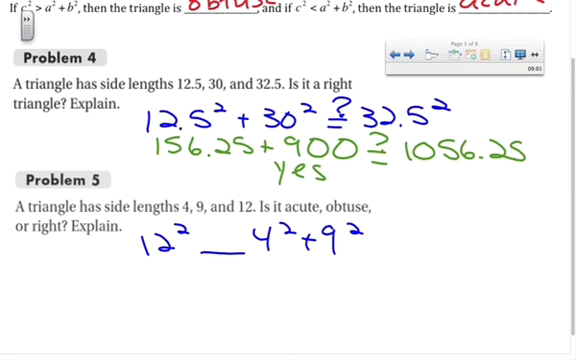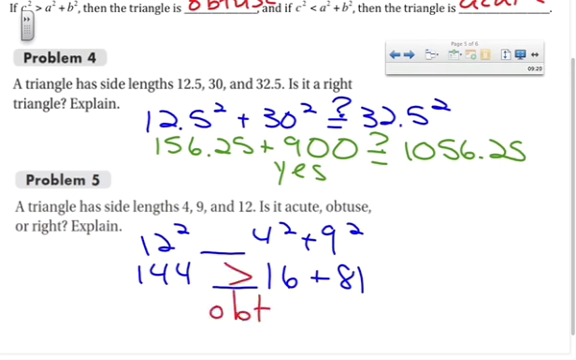And then we're simplifying and comparing. This is 144 and 16 plus 81. I would put a greater than sign between those values, and that would make this triangle obtuse.